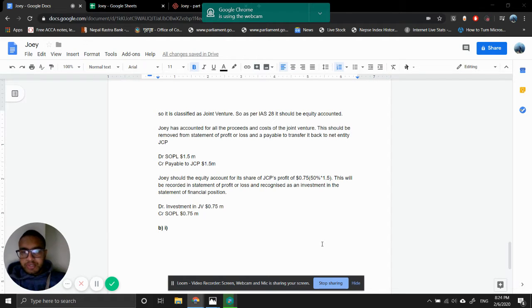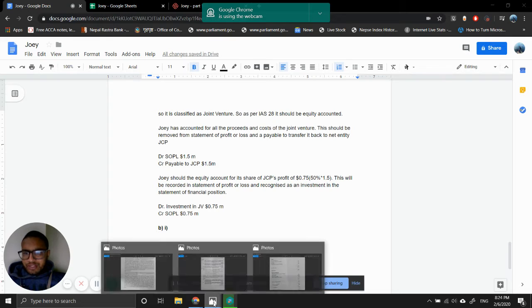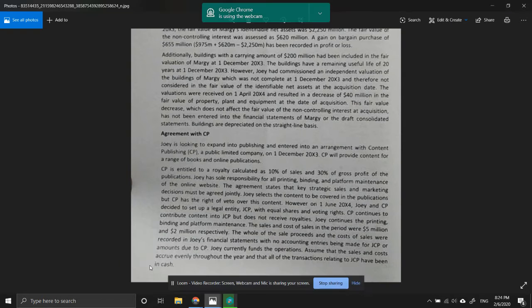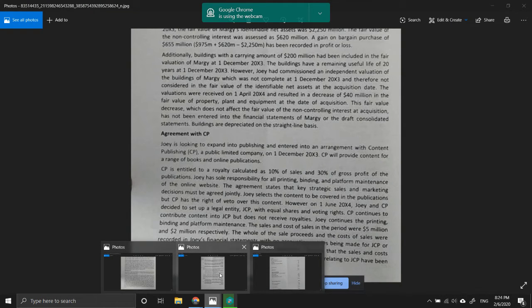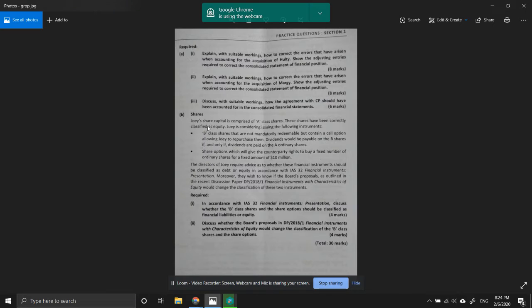Hello. So in this particular session, we will be covering part B of Zoe. What we've been given is that Zoe's share capital is comprised of A class shares. These shares have been correctly classified as equity.